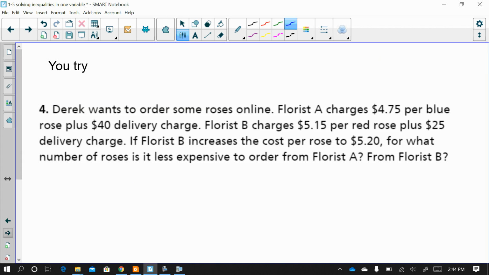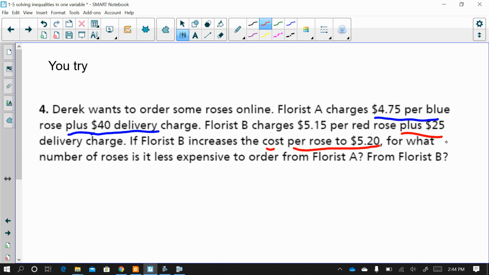Okay, please try this problem, pause it, it's just like the last problem we just did. Okay, so you should be able to set this up. So same kind of thing, we're ordering roses online. Florist A is $4.75 per rose, plus a $40 delivery charge. Florist B, oh, we're increasing the cost now. Okay, so the roses are $5.20, but we still have that $25 delivery charge.